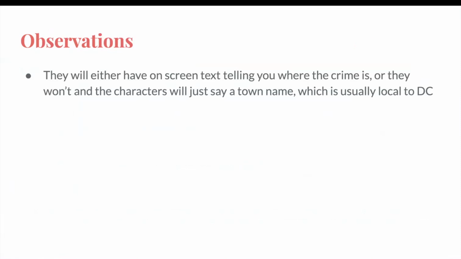Before diving into the data, I want to share some observations. So first of all, like many crime shows, they'll usually have a little text in the lower third telling you what state or city they're in right now. But sometimes on this show they don't, and the characters will just say a town name, which usually means it's a local crime. And I don't like when they do this because then I have to look up where it is because I'm not local to DC. And this actually happened quite a few times this season.